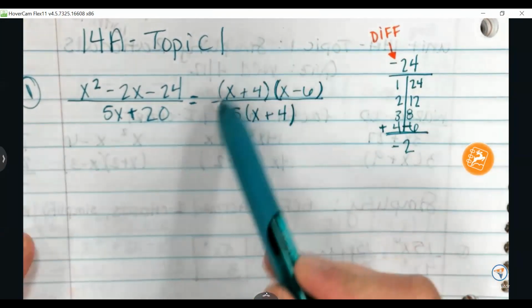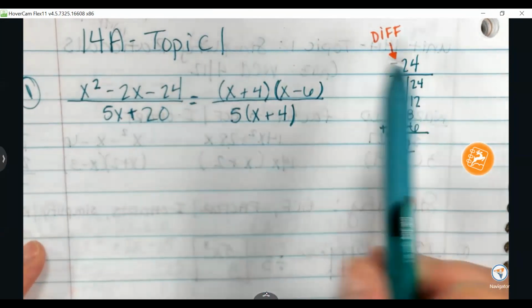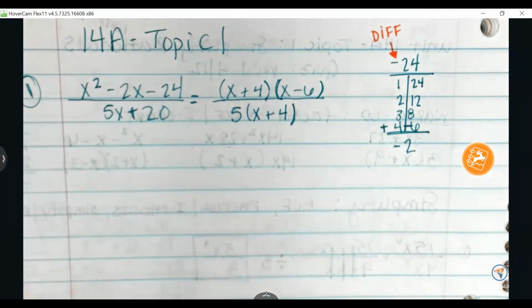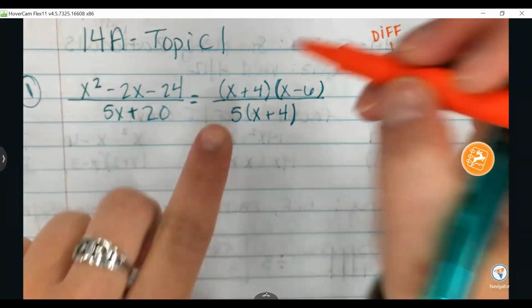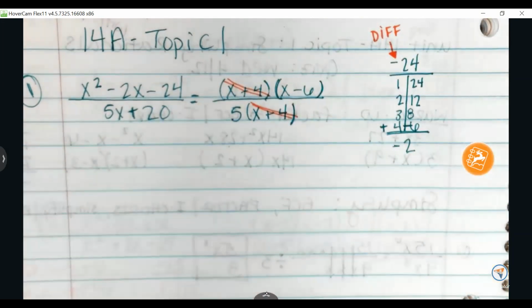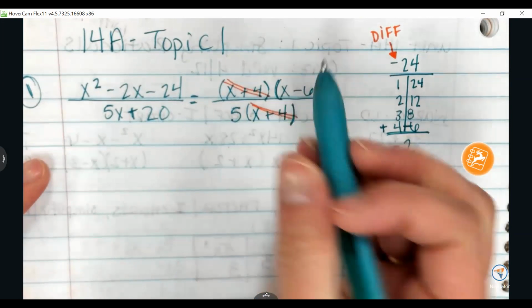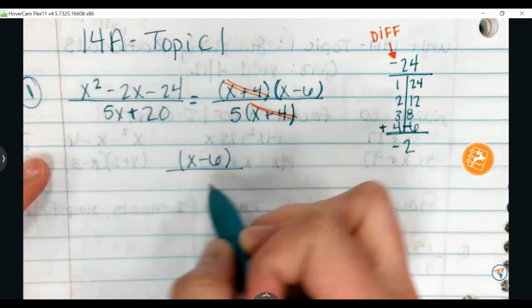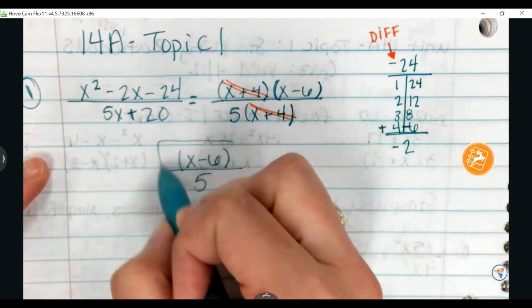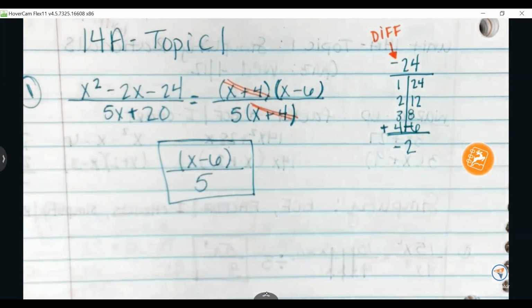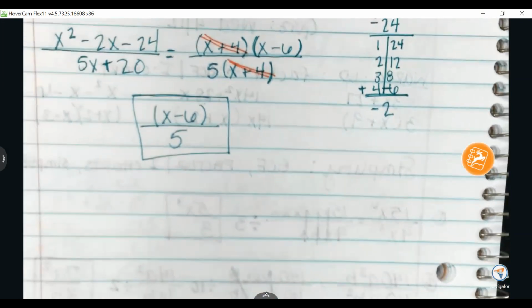Does anybody not know where these parentheses came from? Everybody understands that. Okay. What do I see can happen now? My x plus 4 and x plus 4 are exactly the same, so they can cancel out. So what will my final answer say? X minus 6 is on the top over 5, and that will be my final answer. Questions? Okay, let's go do one more.